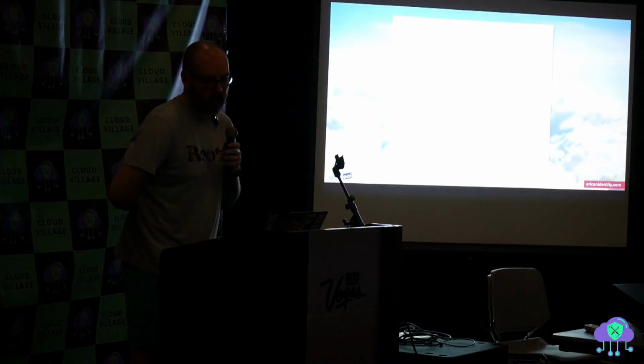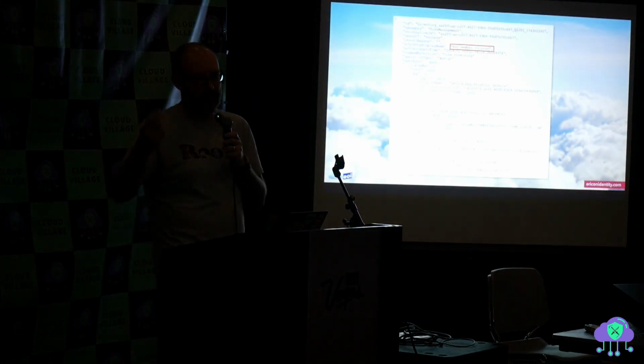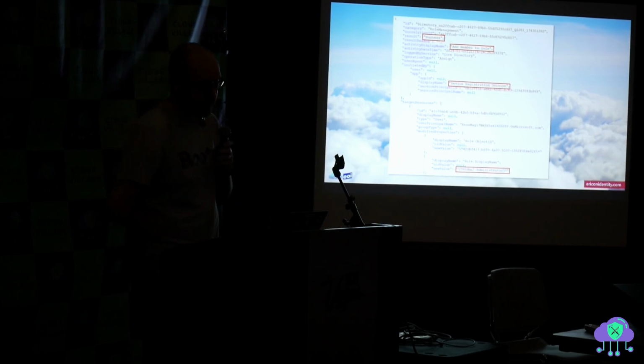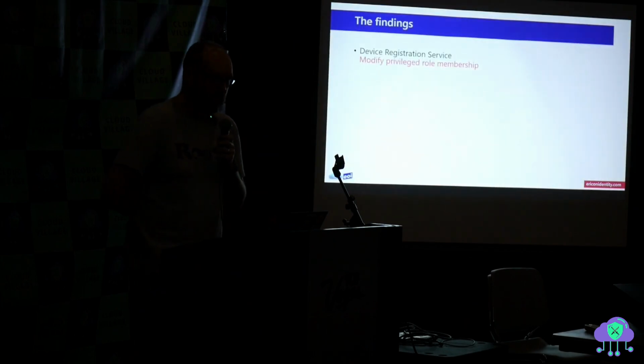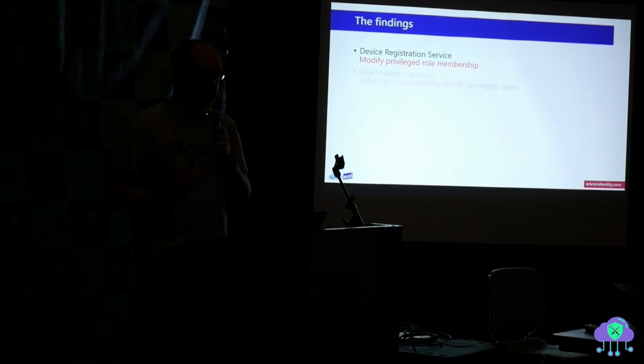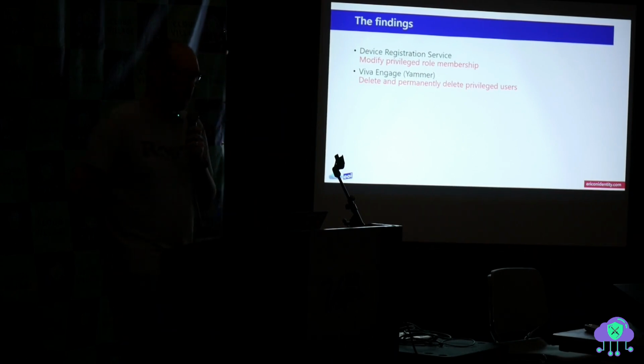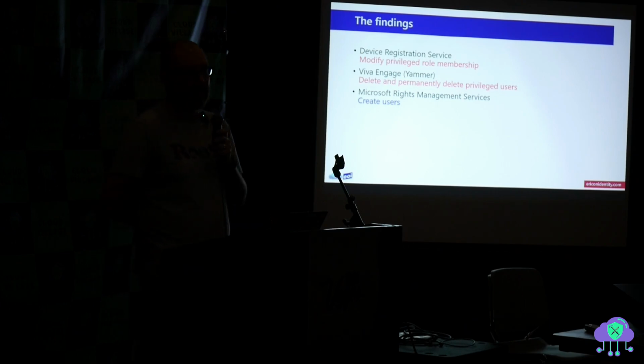And then again, we go look at our Entra logs, and just another way to sort of verify things, right? Finding that it had member to role, right, was successful, for global admin coming from device registration service. So as far as the findings go, right, this was really the juiciest thing, but also found that Viva Engage, or formerly known as Yammer for the two people that used it, right, that it's delete and permanently delete privileged users were available to Yammer, and rights management services had the ability to create users in the tenant.